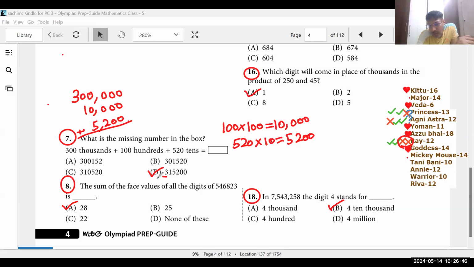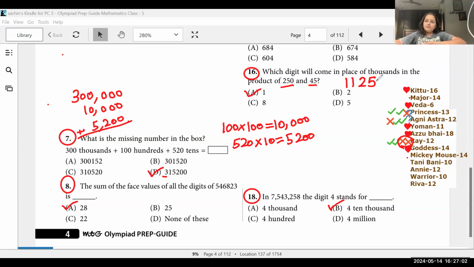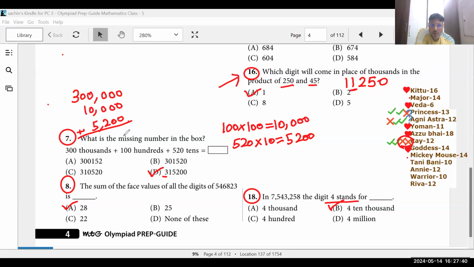Now, who got the third and the fourth? When you multiply 45 into 45, what do you get? What do you get, guys? 2025. So what is the thousands place? Thousands place is two. All right. Who got it wrong? Ray, understood? Now in this one, the digit four stands for 4 10,000s. What was the problem in this one, Ray and Princess? Sir, mine was correct, but I accidentally sent it, it was a typing mistake. Okay, and what about the 16th question? You understood, Omu and Princess?